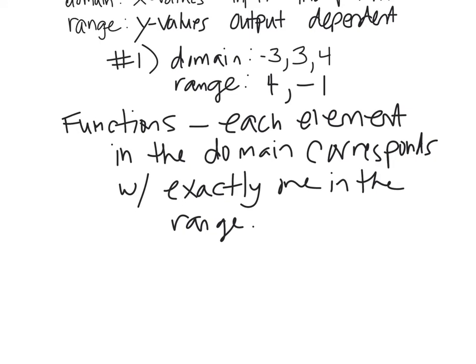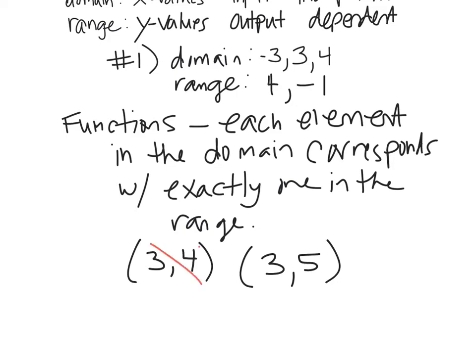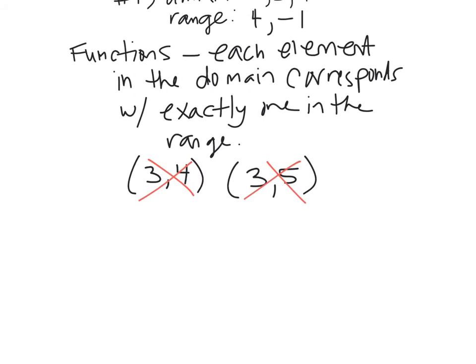Okay? So what that means is this. If 3 is matching up with 4, then 3 can't match up with 5 also. Okay? You can't do that. This would be no way. Not going to happen.